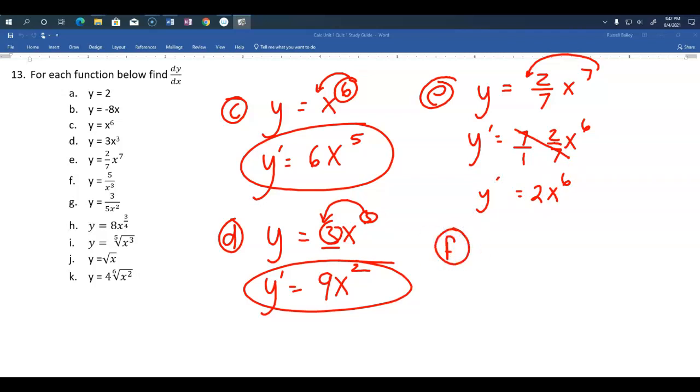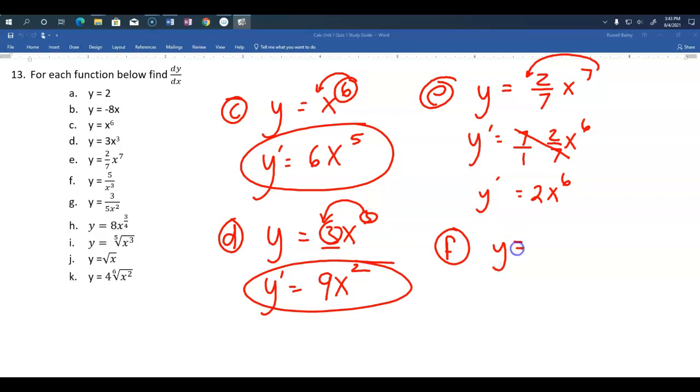Take a look at part F here. Most of these problems, with the exception of H, but almost every other problem up here, and maybe even H too, are going to require us to rewrite it. Okay, so let's go ahead and take a look at F.